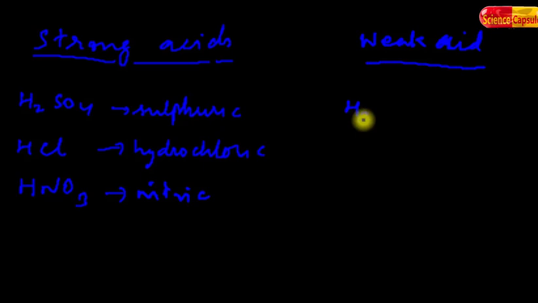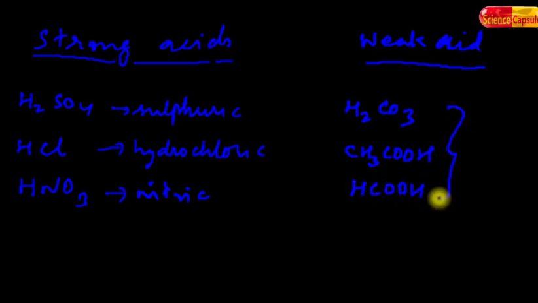Carbonic acid, H2CO3, is a weak acid. Then acetic acid is one of the familiar weak acids. Then formic acid, HCOOH. All these acids are weak acids. So when we talk about strong acids, remember sulfuric acid, hydrochloric acid and nitric acid. And the weak acids are carbonic acid, acetic acid and formic acid. Let us have an idea of strong bases.